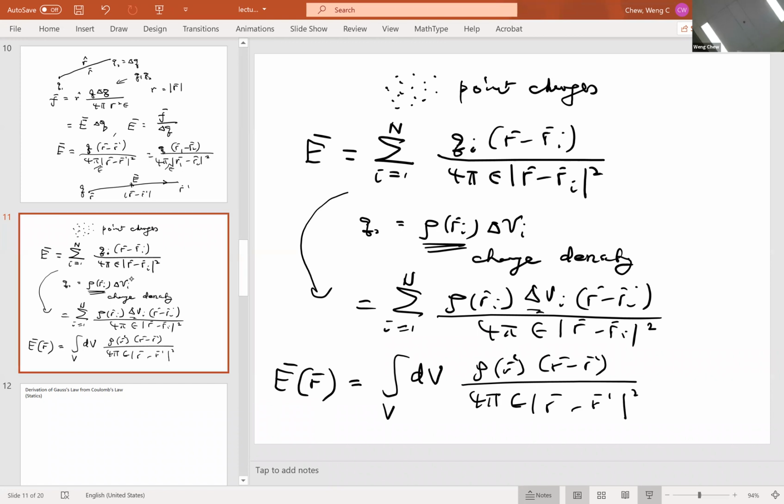So you will come across this kind of expression in the future. That is, if you have a cluster of charges or a charge density, the electric field due to that cluster of charges is given by that expression over there. Okay, so any questions so far? Maybe I'm going a little bit fast.